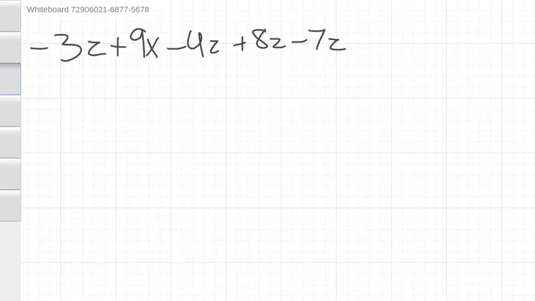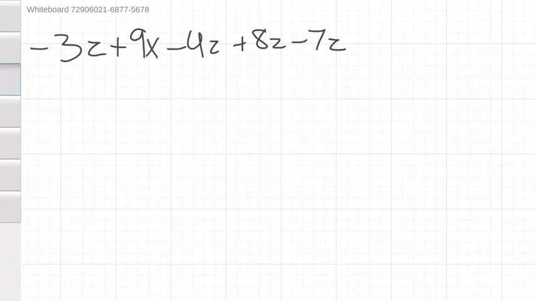Let's do one last one. Negative 3z plus 9x minus 4z plus 8z minus 7z. Now the way we solve any equation or expression is from left to right. We want to go from first to last. But we also have to combine the like terms. So the way we're going to be doing it is we're going to be combining the like terms from left to right. Let's try. First we would do negative 3z minus 4z.